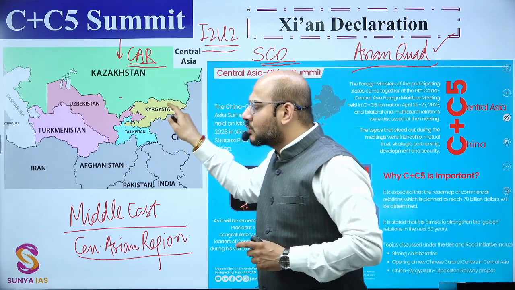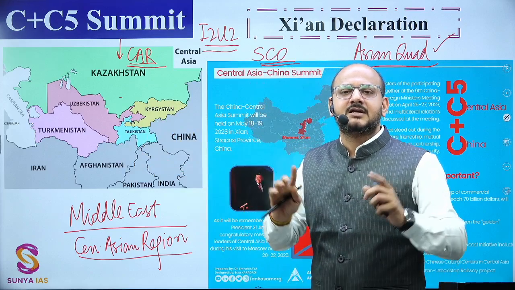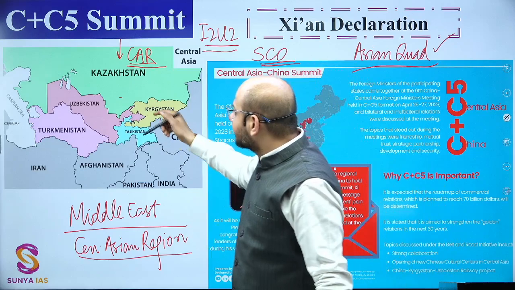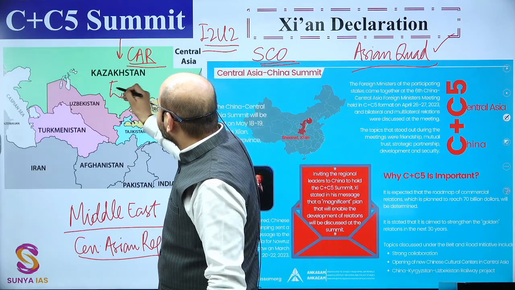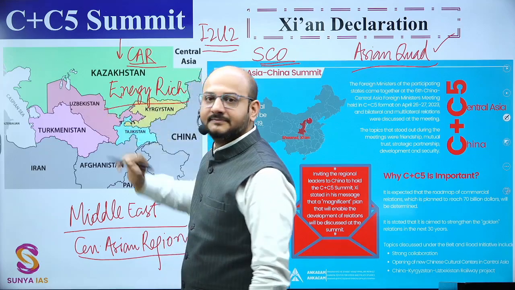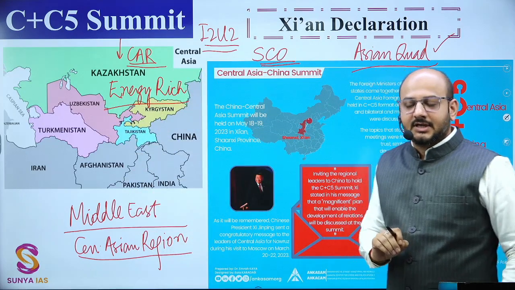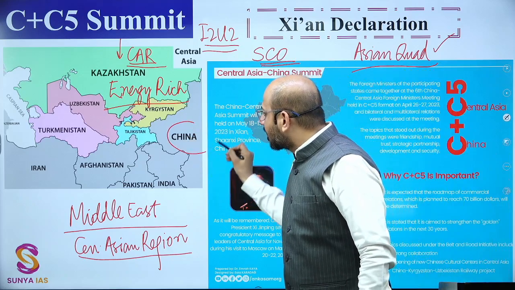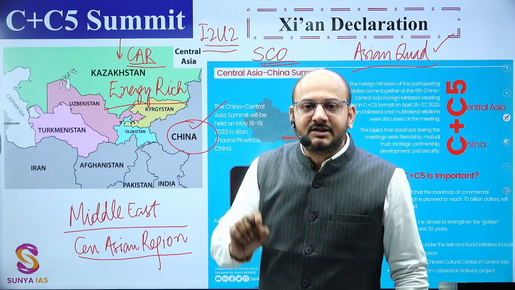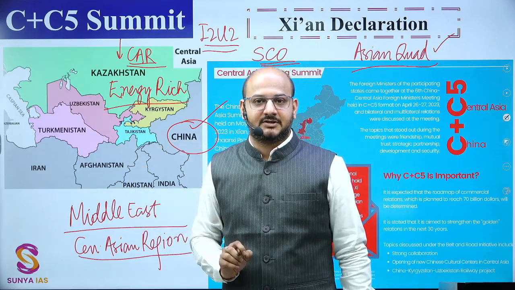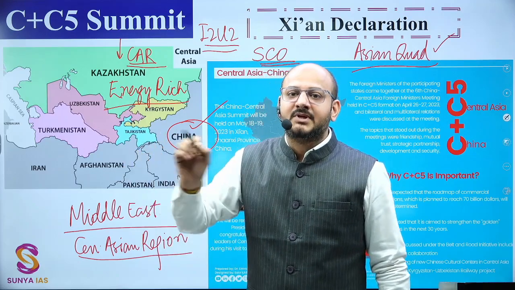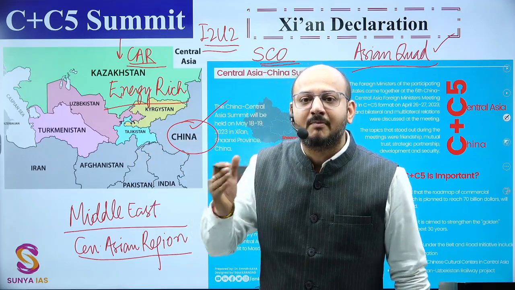What is so particular about this region? Kazakhstan is the world's largest exporter of uranium. Therefore, this region particularly is an energy rich region. Here, as the expansionist policy of China continues through the Belt and Road Initiative, not just do they want to create the infrastructure, not just do they want the raw materials, but they also want the market.